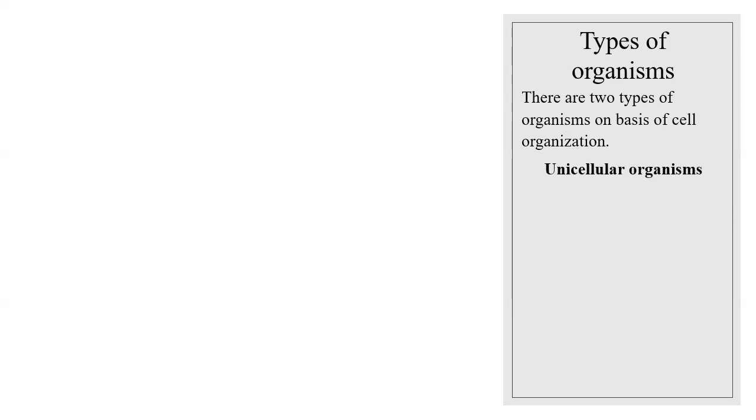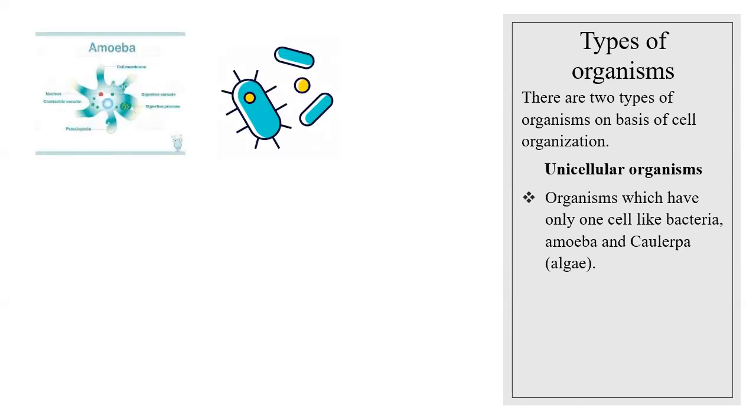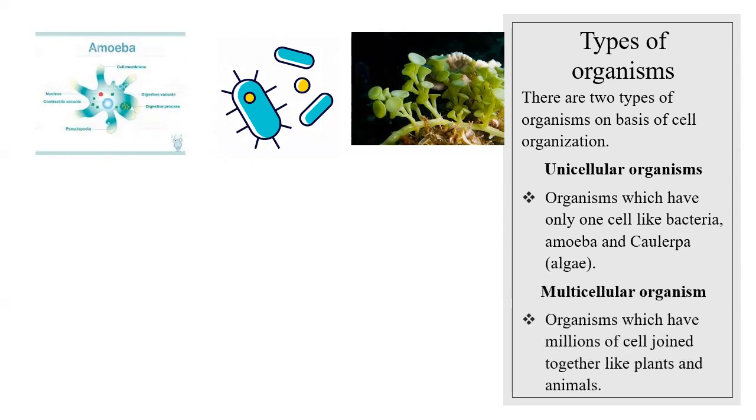When it comes to types of organisms, there are two types on the basis of cell organization. They are unicellular organisms and multicellular organisms. The unicellular organisms are those organisms which have only one cell, like amoeba, bacteria, and cholera. Another type is multicellular organisms. Organisms which have millions of cells joined together are like plants and animals.